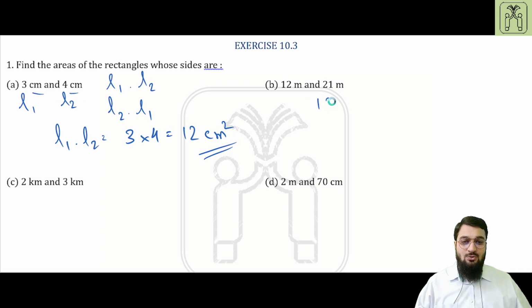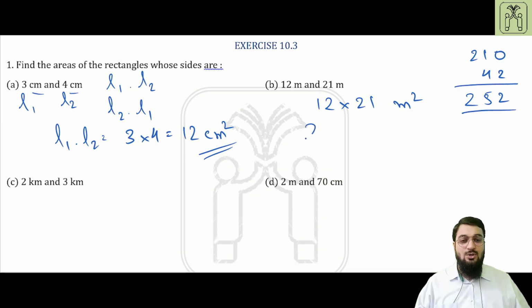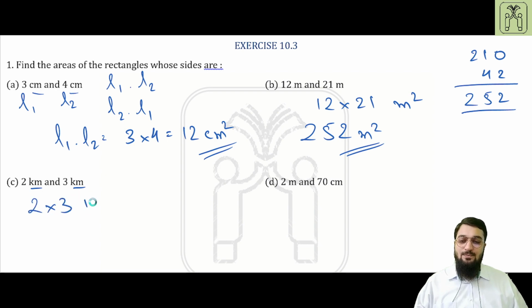Coming to part B, so 12 into 21 meter square will give us the answer. So 21 into 10 will be 210, and 21 into 2 will be 42. Adding them up, we get 252. So the answer will be 252 meter square, L1 into L2. Part C, that is 2 kilometer into 3 kilometer. Units are same. So 2 into 3 kilometer square will give us 6 kilometer square.